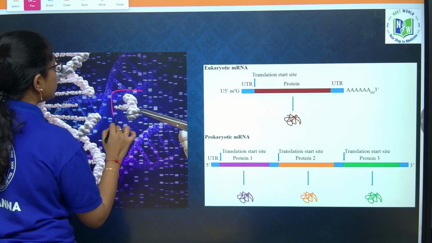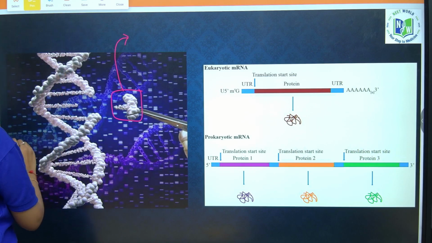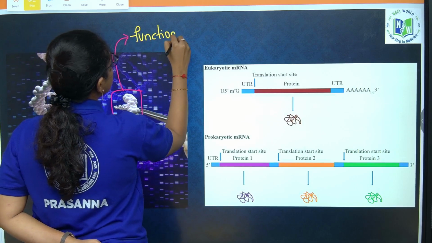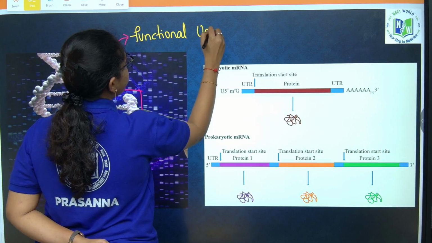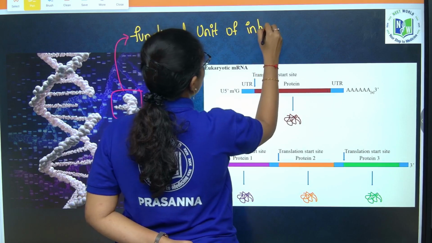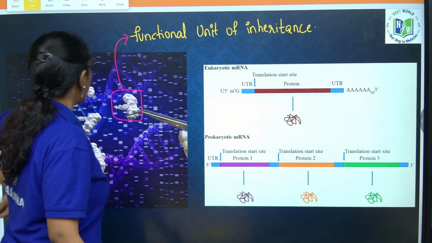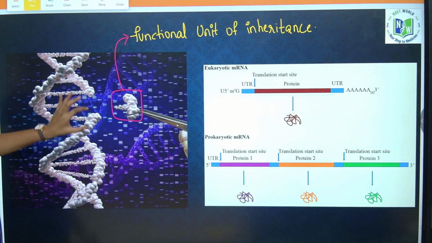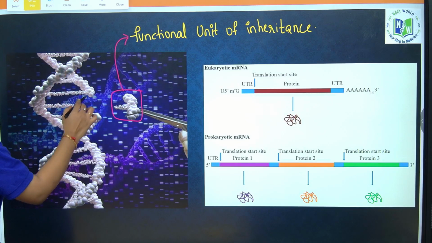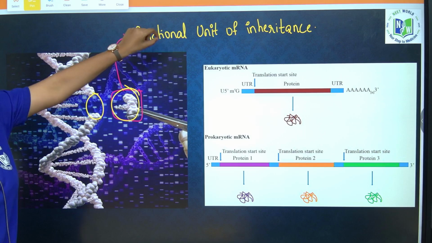What is a gene? Gene is nothing but a functional unit of inheritance. We will call a gene a functional unit of inheritance. Whichever fragment from the DNA is coding for a protein is called a gene.